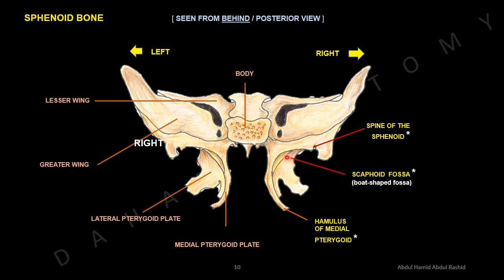At the upper part, between the lateral and medial pterygoid plates, there is a boat-shaped fossa called the scaphoid fossa. This little spine is the spine of the sphenoid. These three structures are important to know for further study of the muscles of the soft palate.